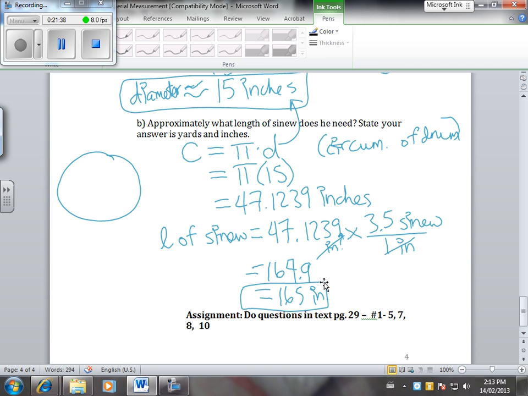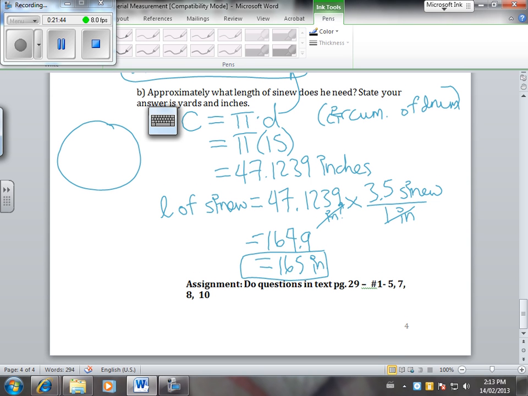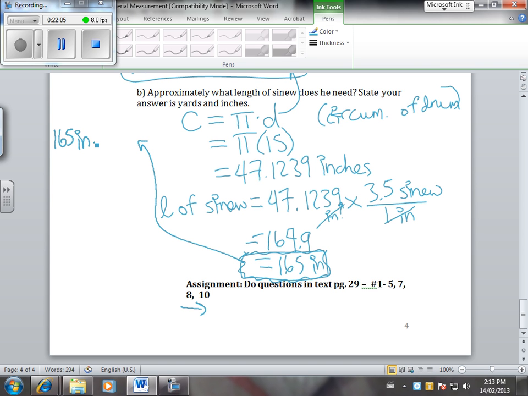Okay. And we want to give the answer in yards and inches. So I rounded it too soon. We have to convert from inches to yards. So I'll go up here, and you can write underneath here if you want. So we have 165 inches. And I know that in 1 yard, there are 36 inches. So I get 4.583 yards. And just like in feet and inches, I'll put my answer down here.